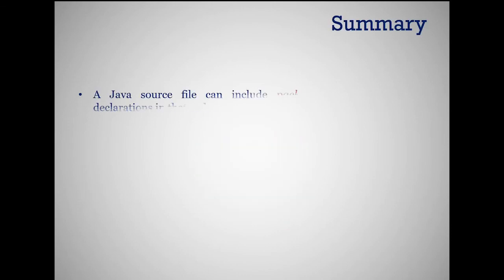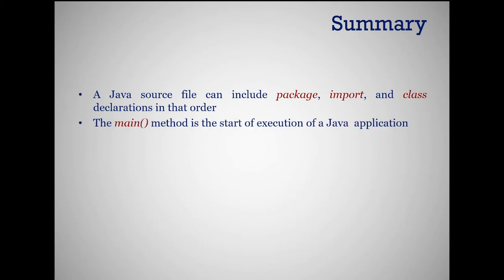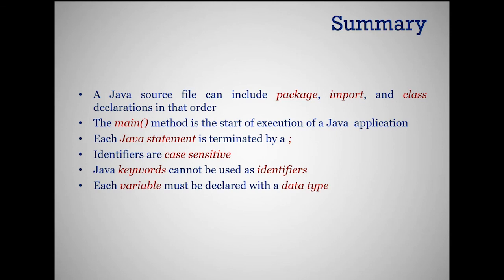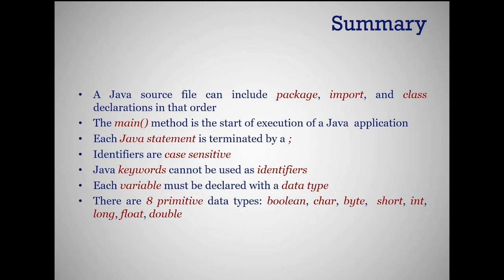As a summary, a Java source file can include a package, an import, and a class declaration in a folder. The main method is the start of execution of Java programs. Each Java statement is terminated by a semicolon. Identifiers are case sensitive. Java keywords cannot be used as identifiers. Each variable must be declared with a data type. And there are 8 primitive data types and 3 reference data types.